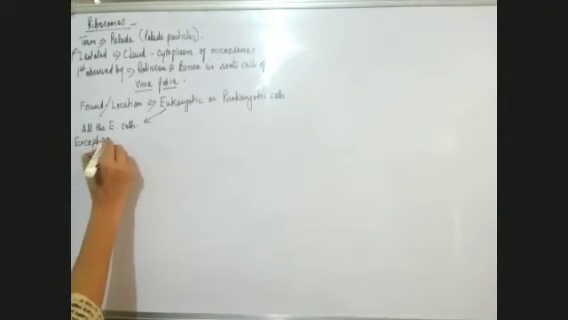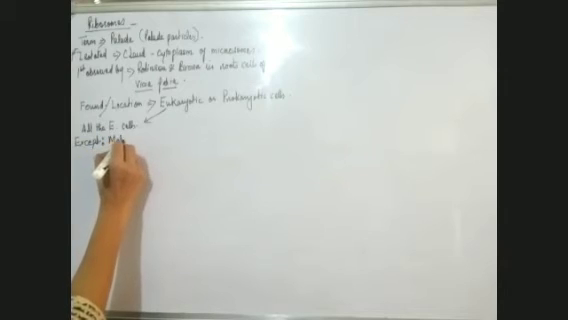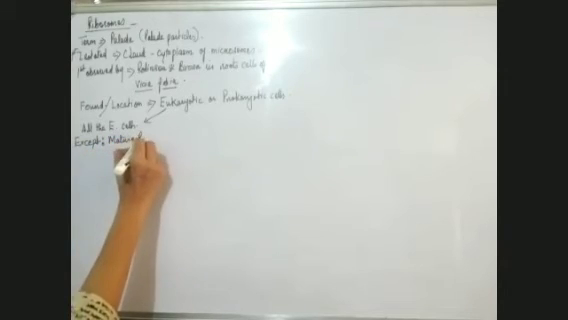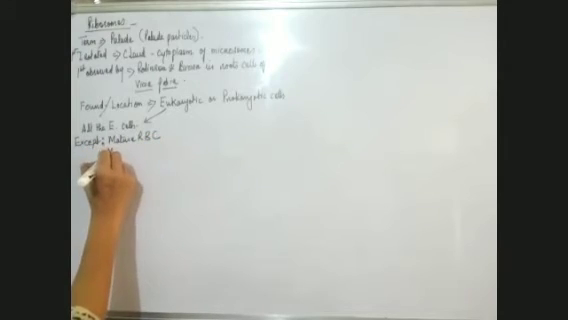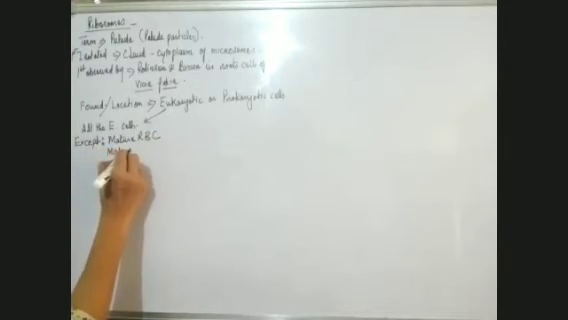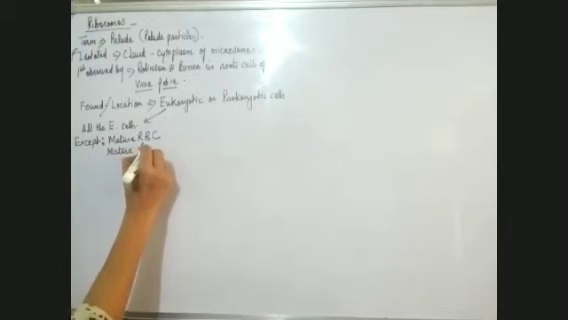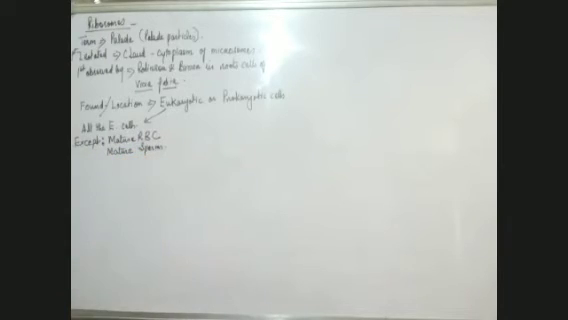Those two exceptions are mature RBCs, red blood cells, and mature sperms. Mature sperms and mature RBCs do not have these ribosomes. They are absent in mature RBCs and mature sperms.